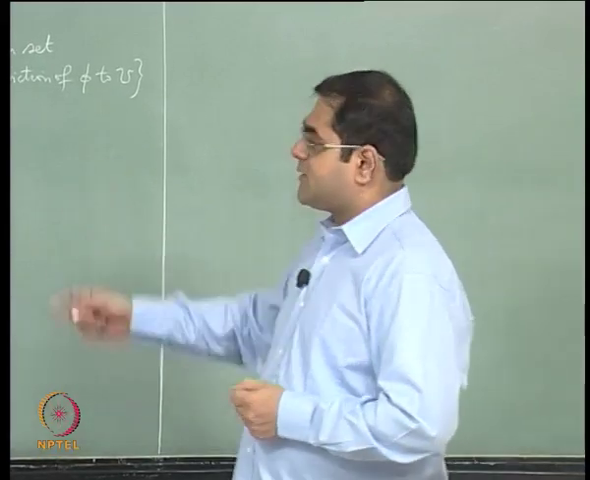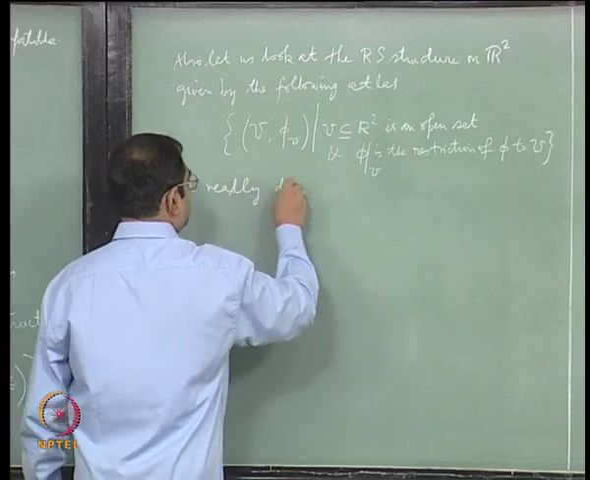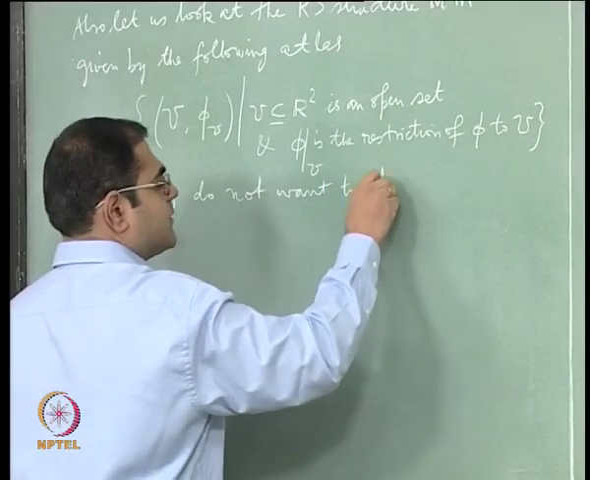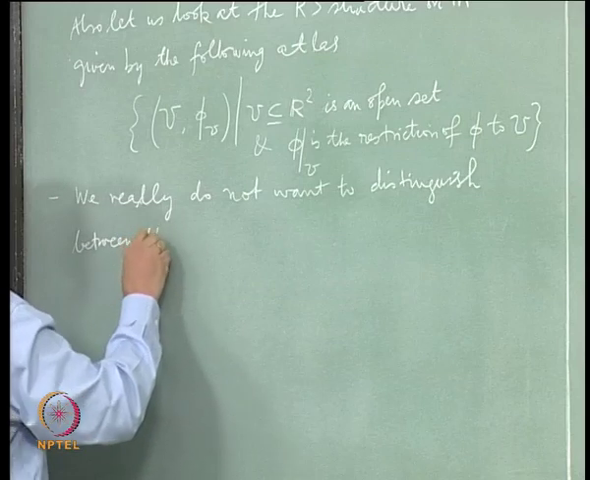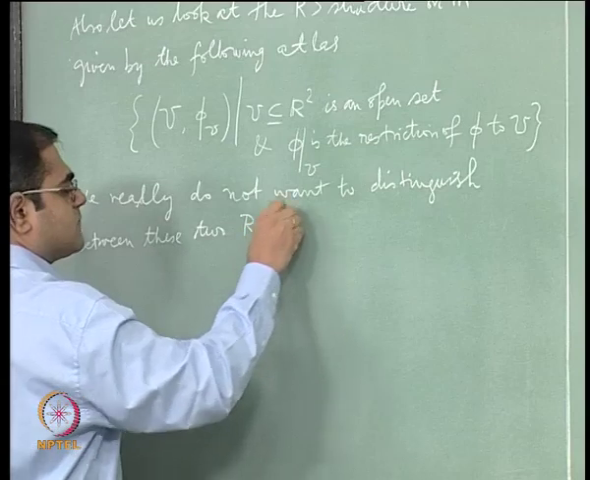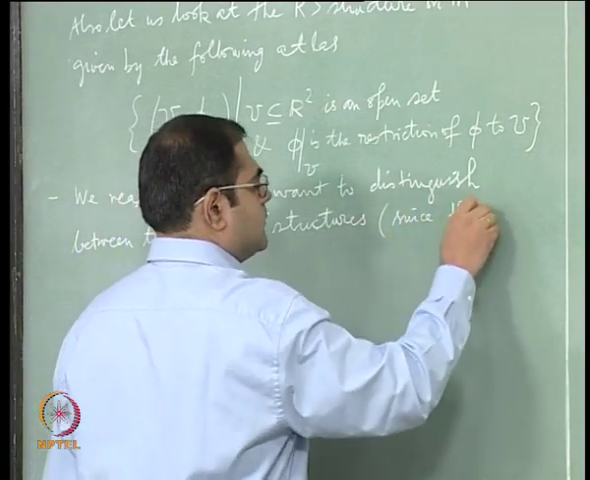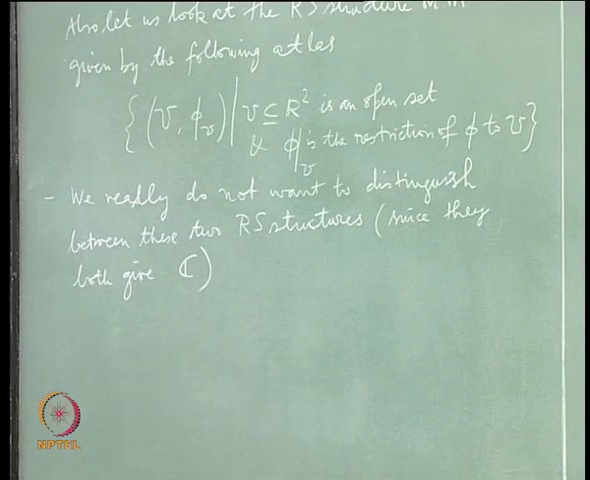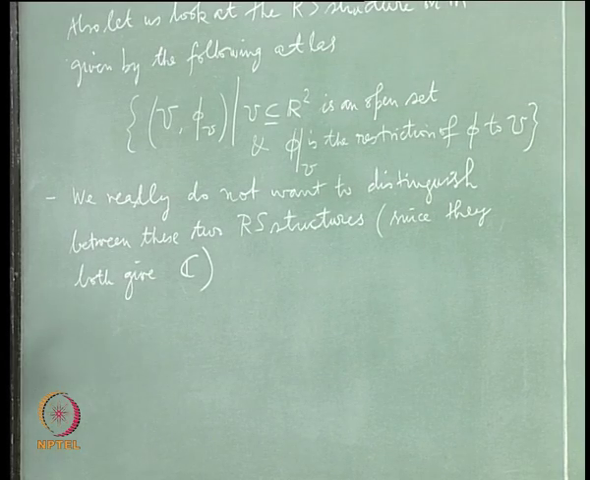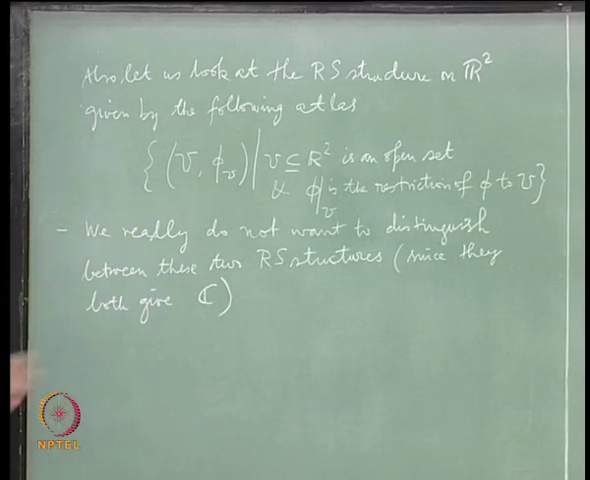Okay. For that we just make the definition a little bit more sophisticated. So this is the motivation for making the definition more sophisticated. We really do not want to distinguish between these two Riemann surface structures since they both give C, both of them give the complex plane. And why is it that we say that they give the same Riemann surface structure? Because you take a function defined on an open subset of R2, it is holomorphic with respect to this structure if and only if it is holomorphic with respect to that structure, because holomorphic with respect to any of these structures is just holomorphic in the usual sense. So really there is no difference in deciding whether a function is holomorphic.